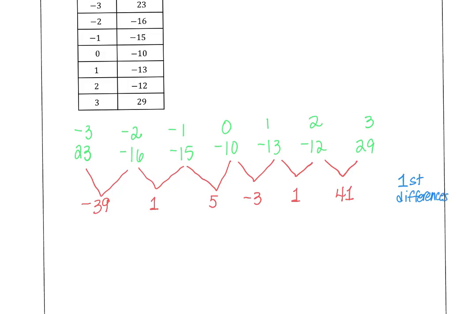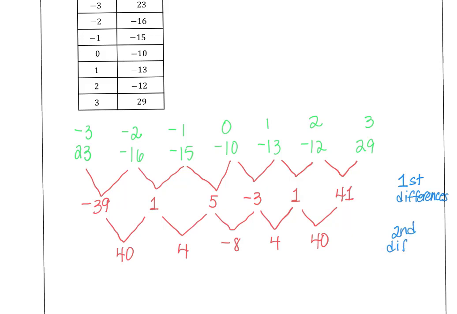So let's try that again. The difference between -39 and +1 is 40. The difference between 1 and 5 is 4. Between 5 and -3 is -8. Between -3 and 1 is 4. And between 1 and 41 is 40. So again, you see in our second differences, those numbers are not the same.